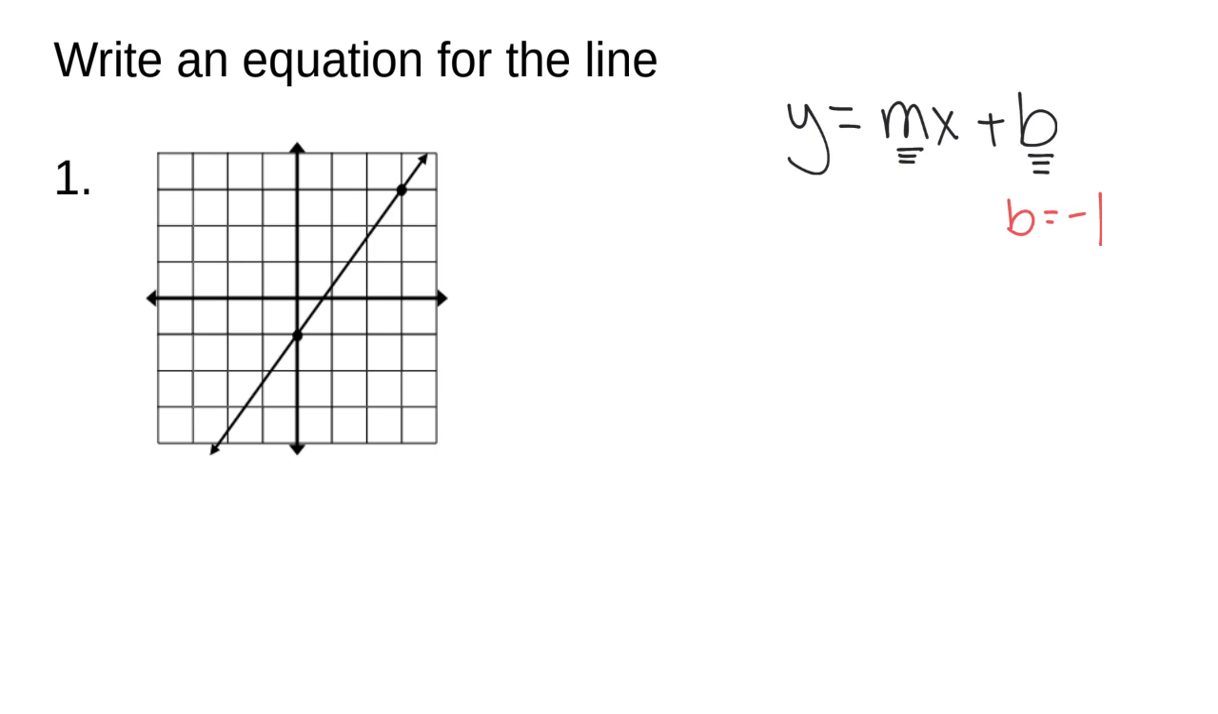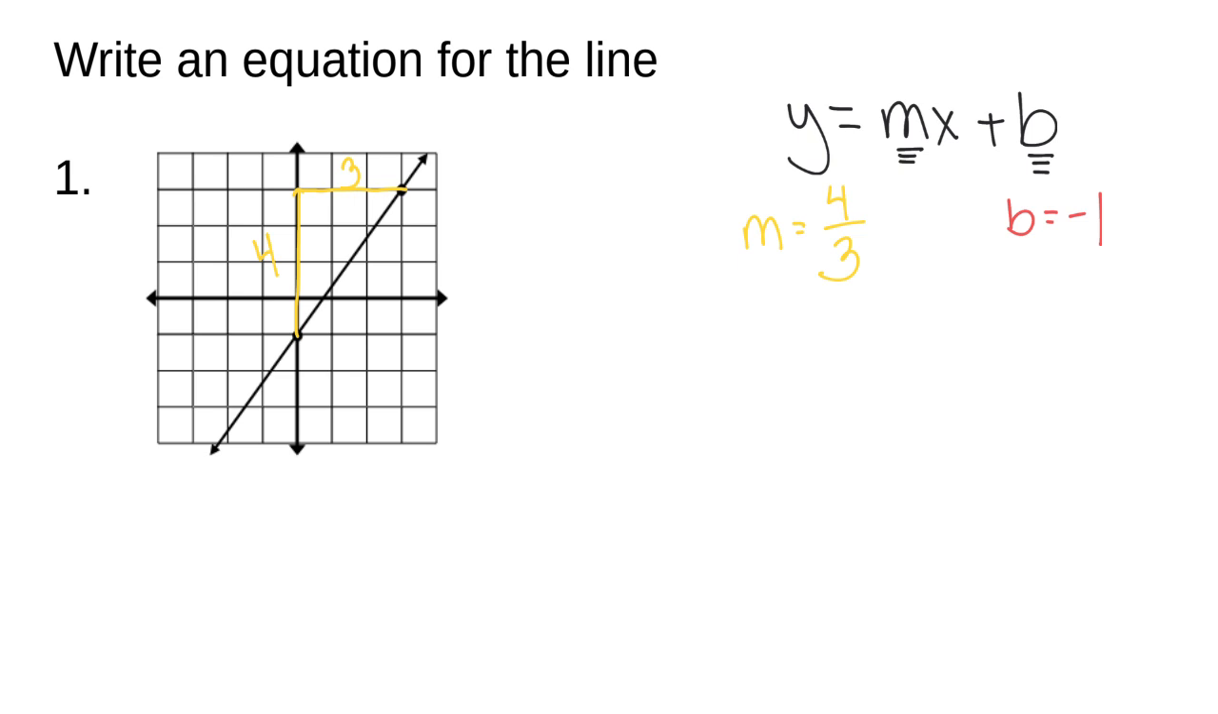Next, we need to find m, or the slope. Remember, that is the steepness of our line. So we're going to try and figure out how we get from this point to this point using rise over run. So let's calculate that. To get from this point, we got to go all the way up to that point, which means we have gone up 4, so positive 4. And then we have to go over 3 in a positive direction. So our slope would be rise 4, run 3.